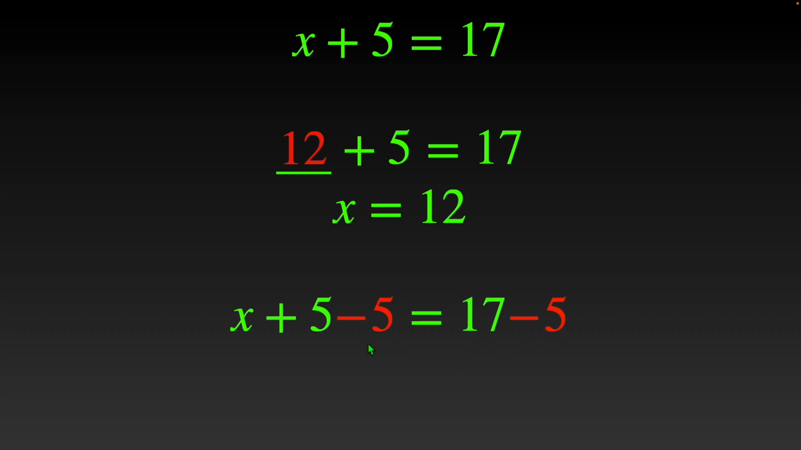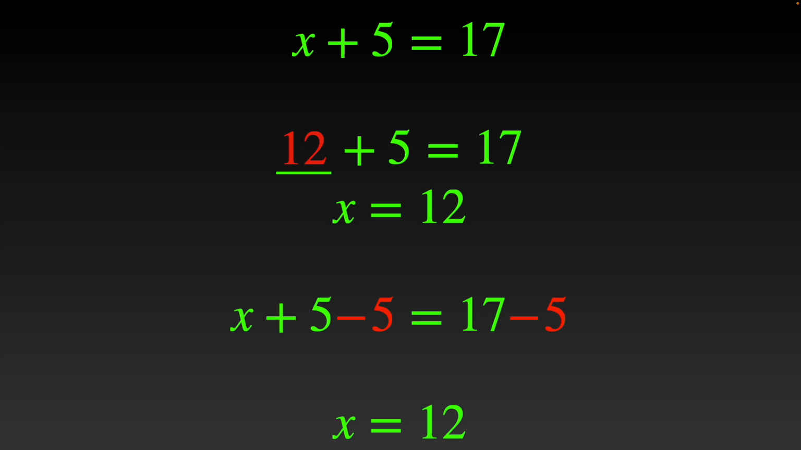Remember, whatever we do on the left-hand side, we must do the same on the right-hand side to keep the balance. So now on the left-hand side, positive 5 minus 5, that is equal to 0. And on the right-hand side, 17 minus 5 is 12. So therefore we get x is equal to 12.